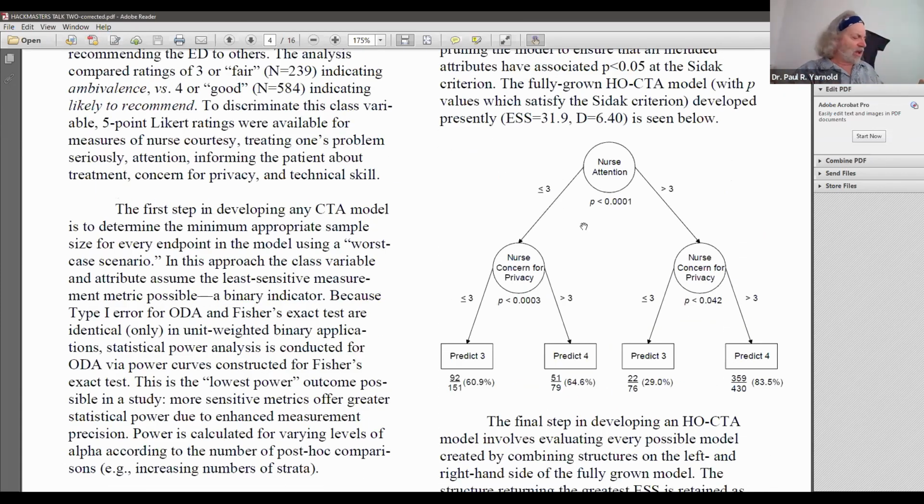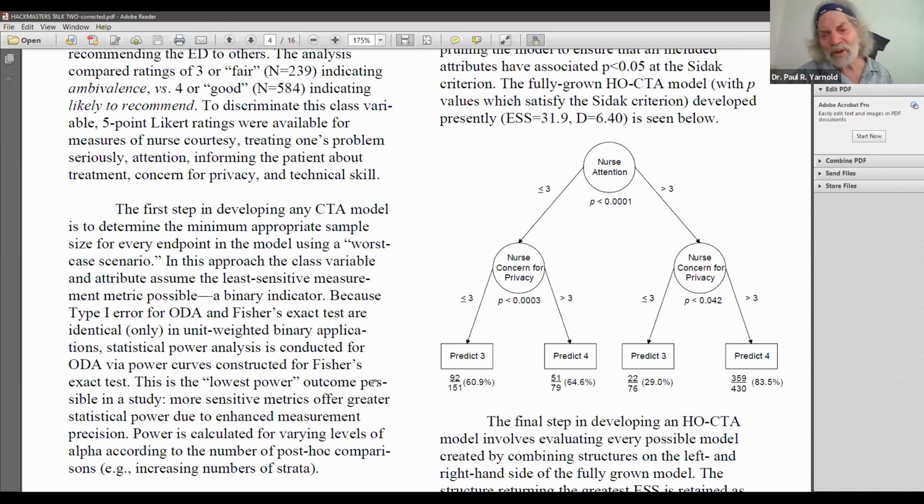And so how do you do that? Well, what you do is you do ODA, the univariate ODA we talked about first, and you do that on every variable separately. And you look for the one that has the highest ESS that is stable in jackknife analysis. We'll talk about that a little bit later too, but what that means is that it's probably cross-generalizable. And in this case, it was nurse attention.